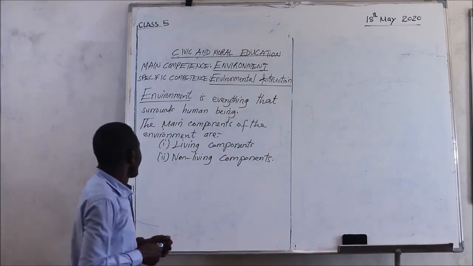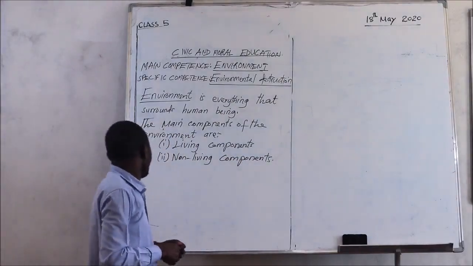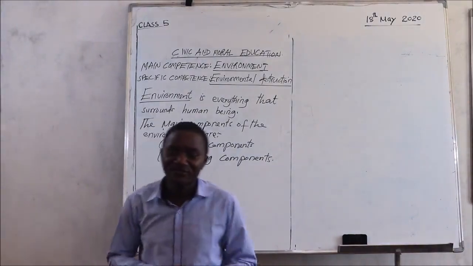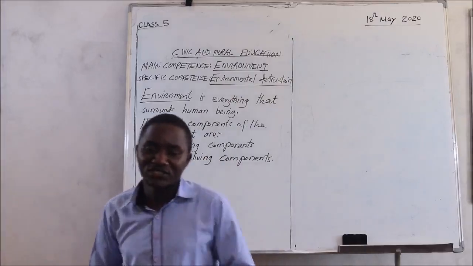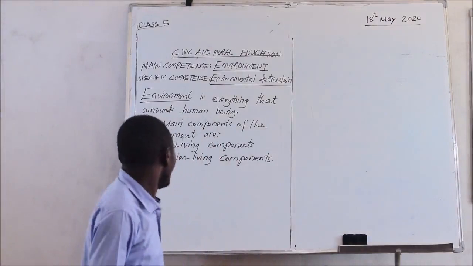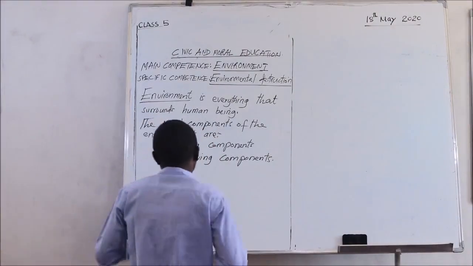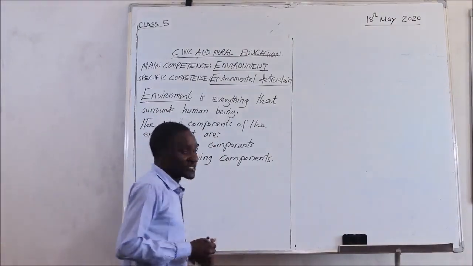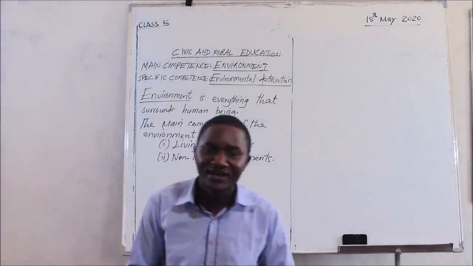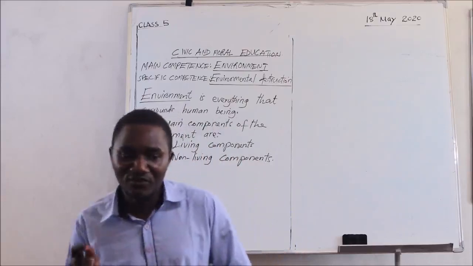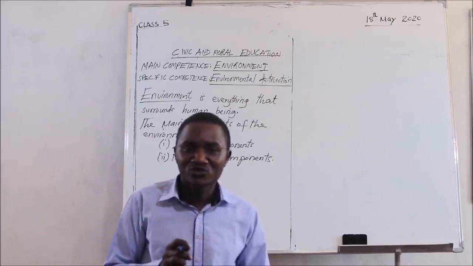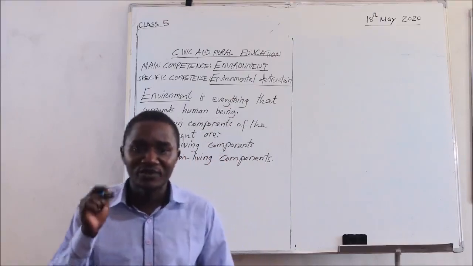Okay, so these two main components of the environment, you have seen that there is the living components and the non-living components. So when we talk about the living components, we are talking about the plants and the animals. But in the other side, we have non-living components. When we talk about non-living components, we are talking about water, land, and air. Without these components, all living organisms, it is not possible to survive because we depend on these components.